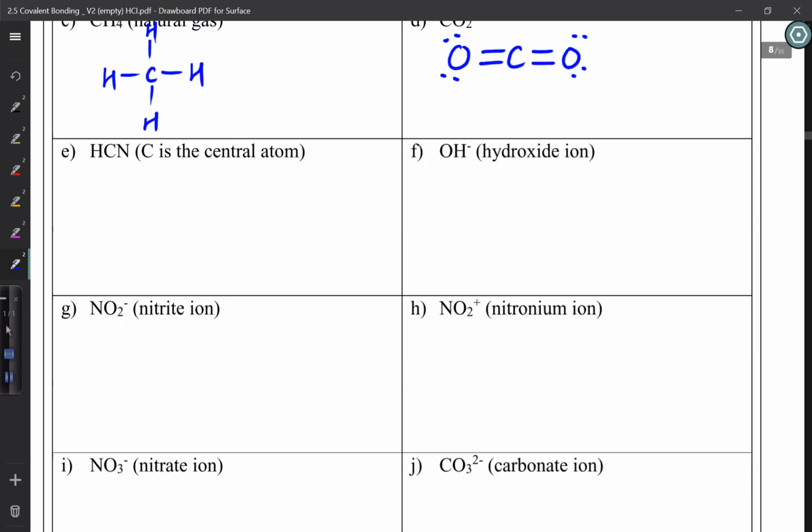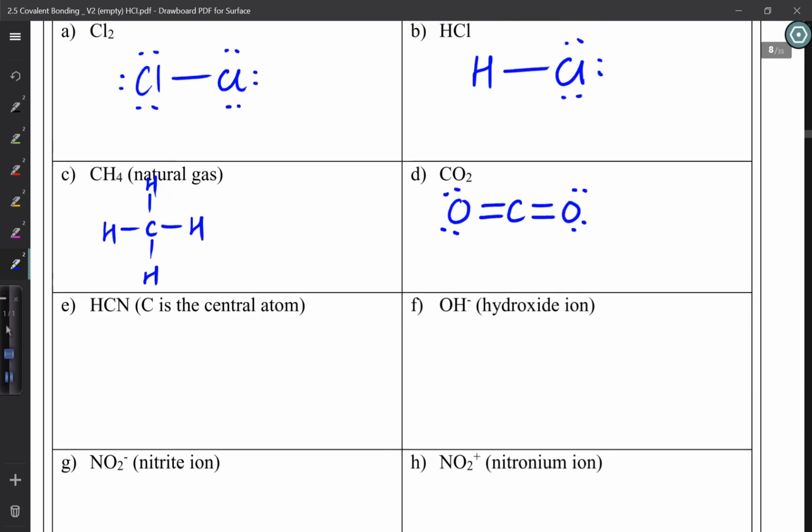So just to do more, HCN. For this, the tip given is that C is the central atom. So H must be on the left, and N must be on the right. H having a valency of 1 will be connected to this carbon. Carbon having a valency of 3 will be connected to nitrogen. And remember to draw a lone pair. Any structure without a lone pair you will be awarded 0 marks.